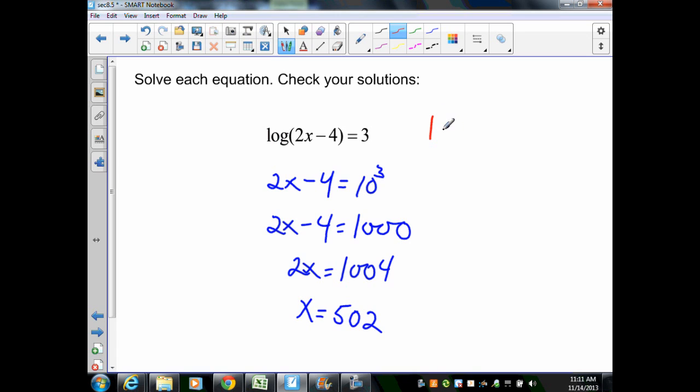Now, what I'm going to do is substitute that value back into a calculator. And when I do, it's going to look like this. Log of 2 times 502 minus 4. And when I do that, I will get a value of 3. Therefore, I know this is the correct solution.